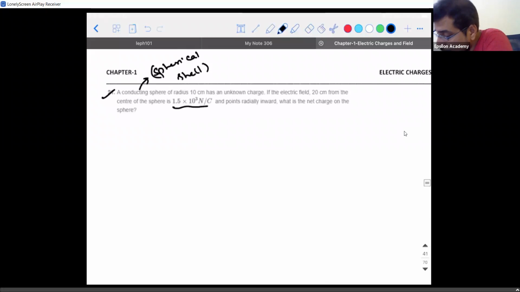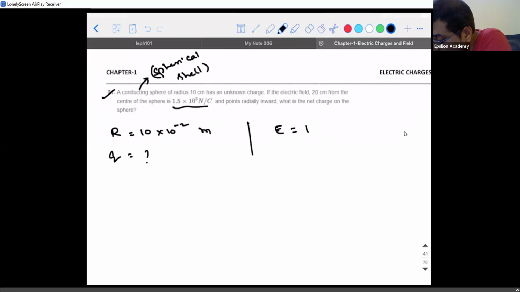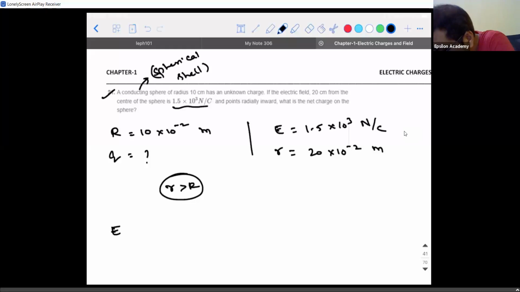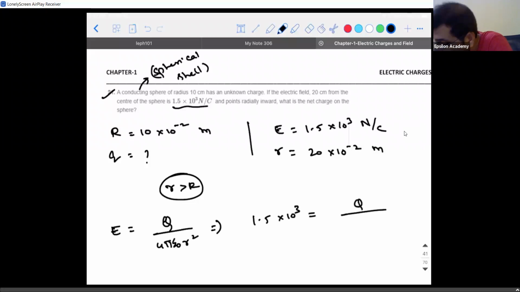So what is the radius given? Radius is equal to 10 into 10 power minus 2 meter. Charge is what you need to find. Electric field is given as 1.5 into 10 power 3 Newton per coulomb, and r is given as 20 centimeter, 20 into 10 power minus 2 meter. So observe what kind of scenario this is. This is r greater than capital R, hence the electric field will be present. When r is greater than capital R, E is equal to Q divided by 4 pi epsilon naught r square. Q is what we need to find. So 1.5 into 10 power 3 is equal to capital Q divided by r squared, with 1 by 4 pi epsilon naught being 9 into 10 power 9.